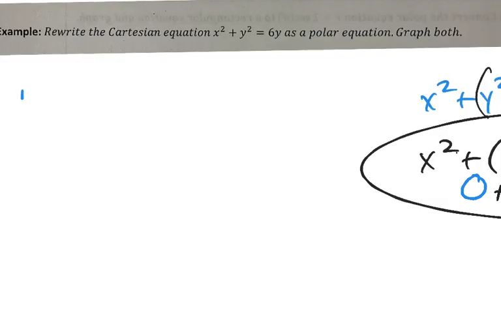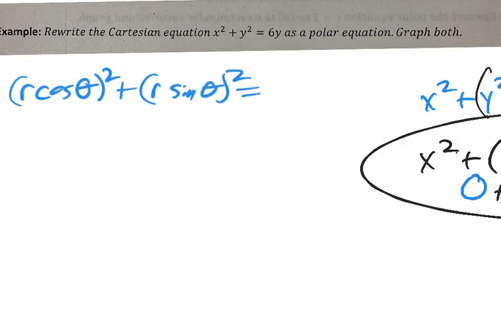Jack, you are lying. r cosine theta squared plus r sine theta squared equals 6r sine theta.